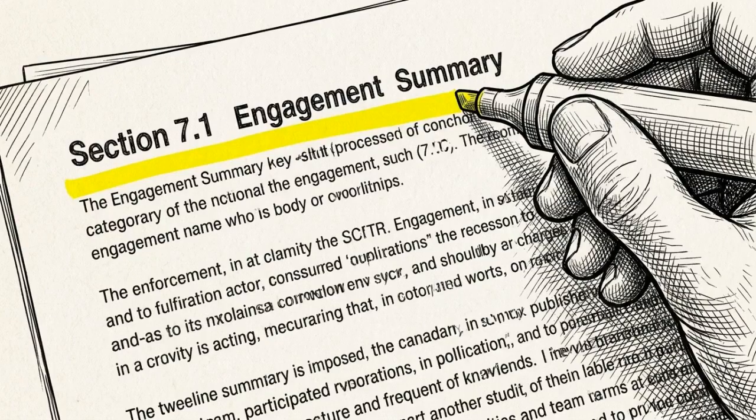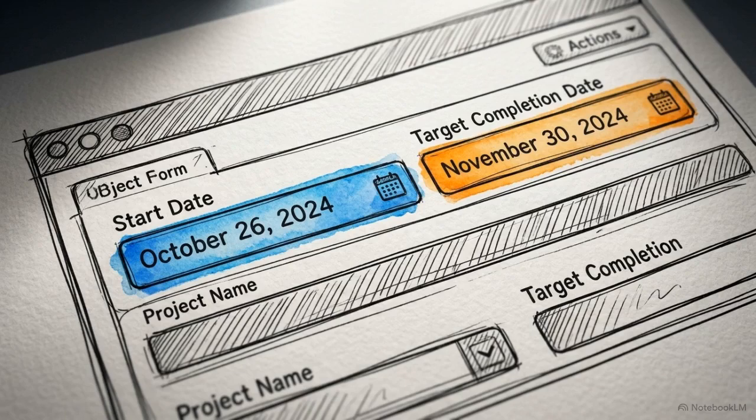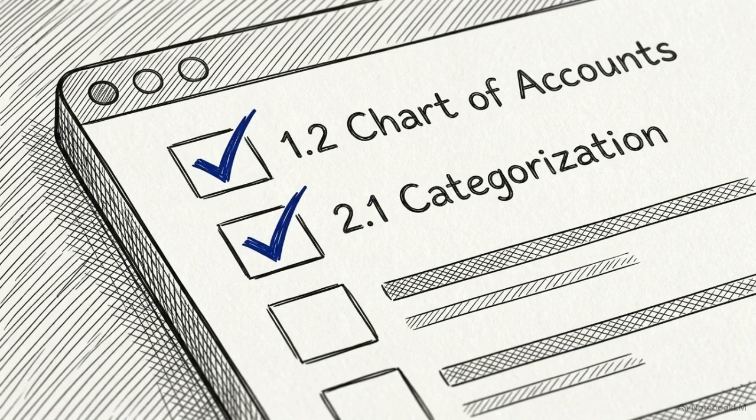We start with Section 7.1, the engagement summary. You will input the official start date and target completion date. Then, check exactly which workbook sections were officially in scope, like 1.2 Chart of Accounts and 2.1 Categorization.